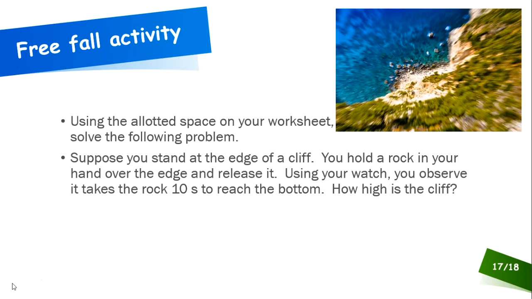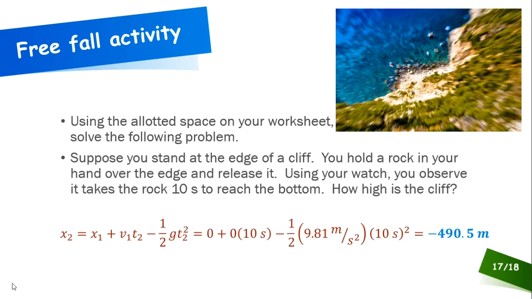Okay, let's see how well you did with that. So, the equation of motion we want to use is that distance equation. So x2 equals x1 plus v1 t2 minus 1/2 g t2 squared. We substitute the values that we know. At position 1, the distance there is 0. Velocity at position 1 is 0 because it's at rest before you release the rock. So it's not moving, so it's at rest. 10 seconds is the time it took to reach the bottom. 9.81 is the acceleration due to gravity. And so we take all those numbers and we churn out the math.